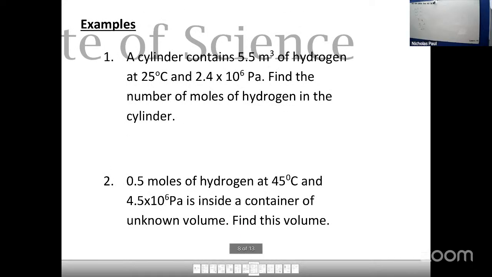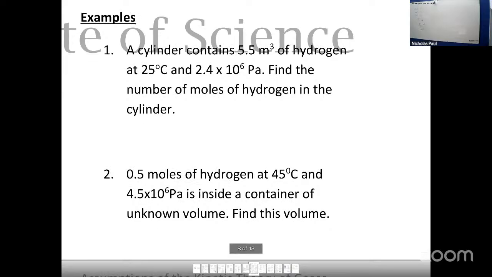Two quick questions. Find the volume and find the number of moles. What's the SI unit for temperature again? Kelvin. Must be in Kelvin, right? Use the right formula and find each one.